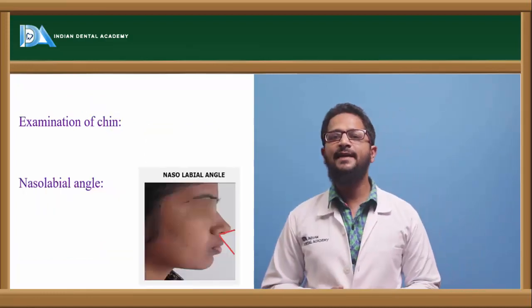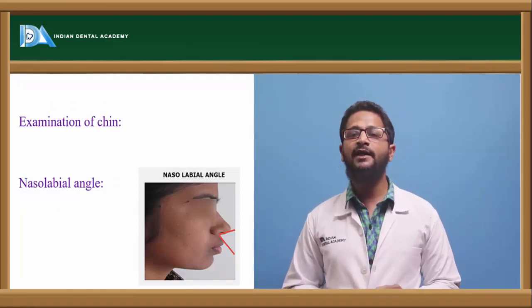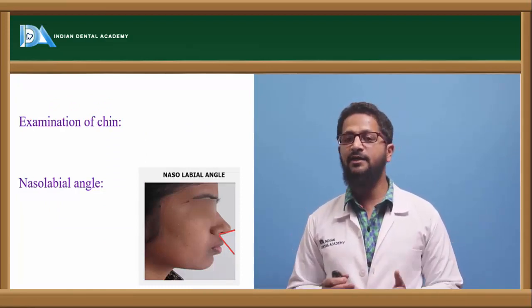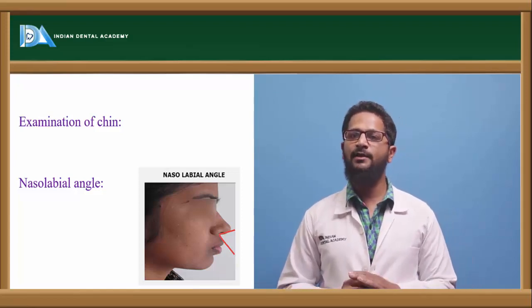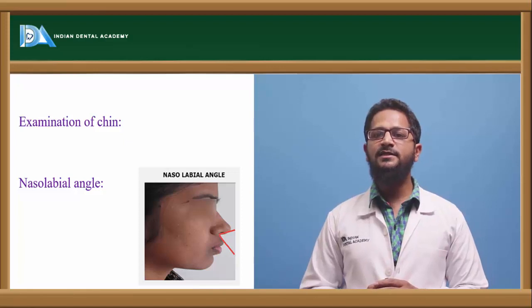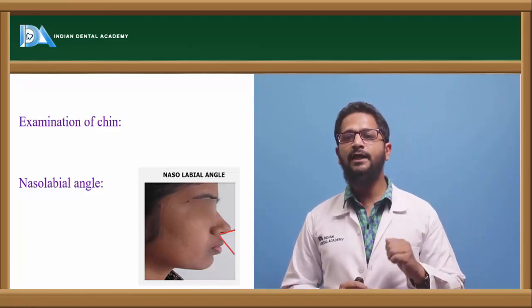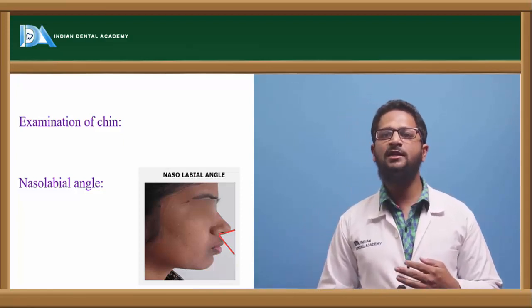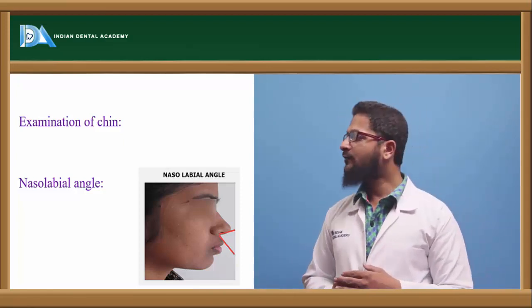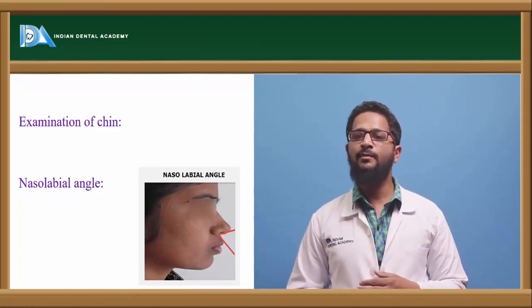Next, coming to examination of chin. Chin is one of the most important aesthetic characteristics of the patient. What has to be evaluated in chin is first the mentolabial sulcus. The mentolabial sulcus is the sulcus which is present just below the lower lip. It is usually more deep in case of class 2 division 1 patients and more shallow in case of bimaxillary protrusion cases. After the evaluation of the mentolabial sulcus, next what is to be evaluated is the chin prominence.